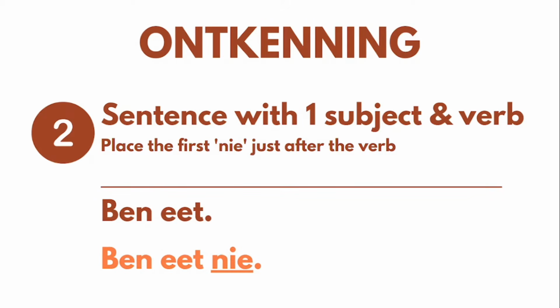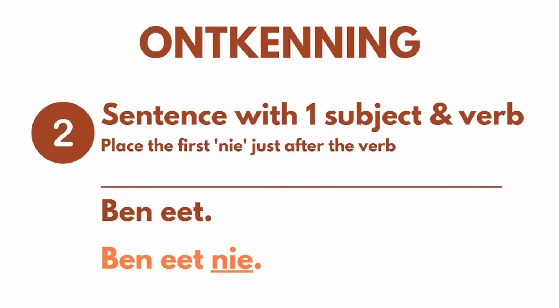This one is when you have one subject and one verb. In order for a sentence to qualify as a sentence in Afrikaans, those are the two requirements that it needs to have: a subject and a verb. The only thing that might take exception to this is when you have a command. A command can be one-worded, for example, sit or get. In this particular one, you need to know that you're going to place the first nie just after the verb. Same story. So "Ben eet," and then your negative form will be "Ben eet nie."